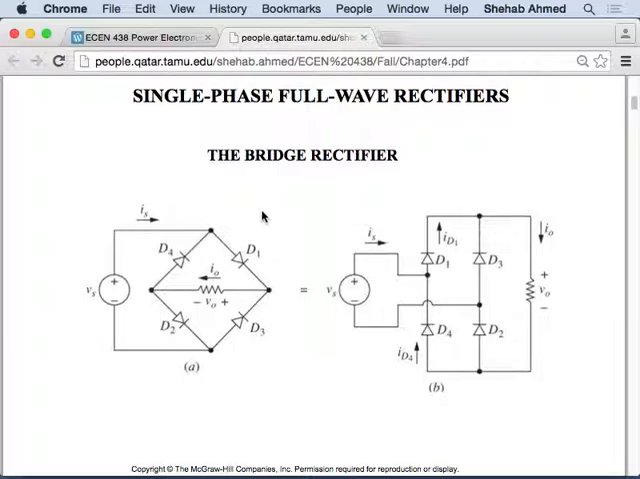Yeah. So you may have seen the full bridge rectifier, full wave or full bridge rectifier, whichever you want to call it, in single phase fashion drawn this way before. Maybe in 325 you saw it drawn this way, for example. Whether it's this or this, it's the same. This is nothing but a redrawing of this circuit.